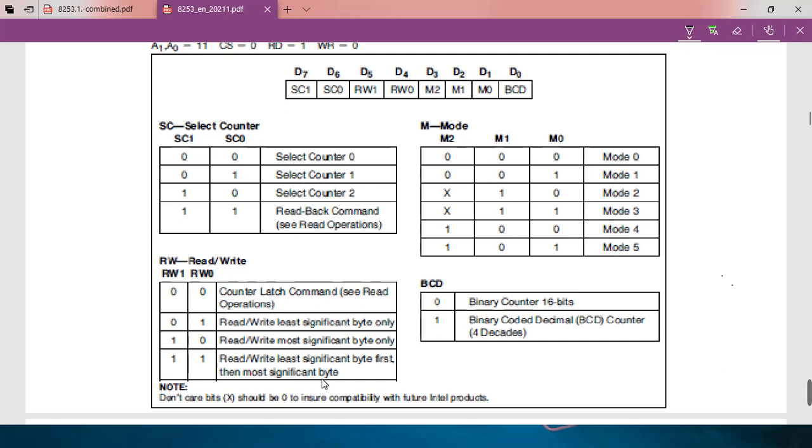Means by RW1 RW0 combination, we can either read or write the lower 8 bits of the counter, or we can read or write the upper 8 bits. For example, if it is 1 1, then it automatically reads or writes first the 8-bit LSBs and then the 8-bit MSBs. Now we will see the modes of timers.